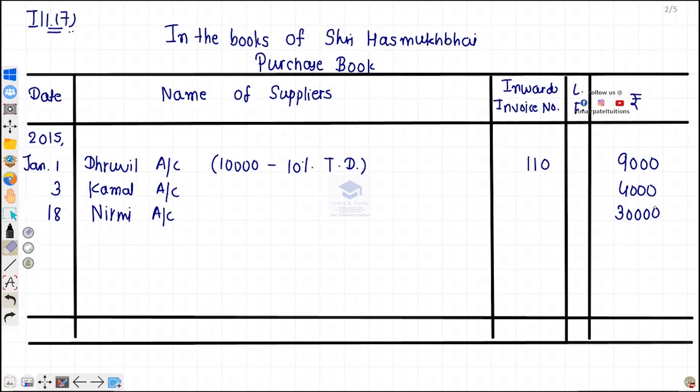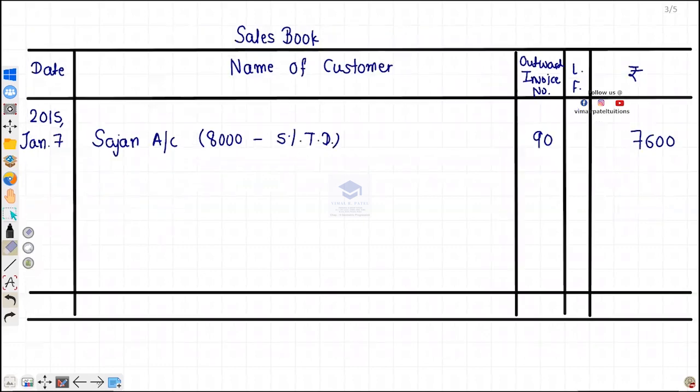Entire goods purchased from Nirmi sold to Haley for 36,000 at 10% trade discount. Invoice number 100, credit period of 3 months. એટલે આપણે Nirmi પાસેથી 30,000 ના જે goods purchase કર્યા હતા એ Haley ને સેલ કરી દીધા 36,000 rupees માં, 10% discount કટ કરી, બટ ઓબ્વિયસ આપણે આપણો પ્રોફિટ એડ કરીને સેલ કર્યા. હવે એની એન્ટ્રી થશે સેલ્સ બુક માં. Why? It is credit sales of goods.